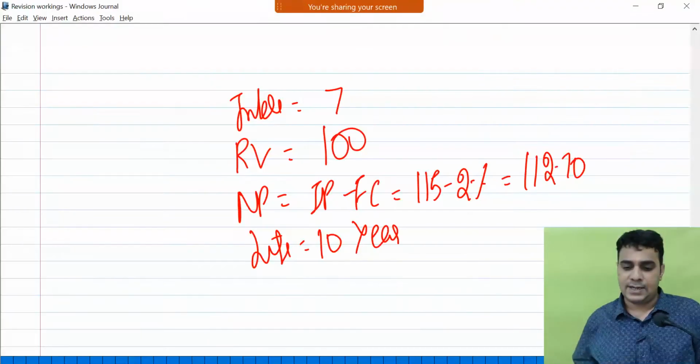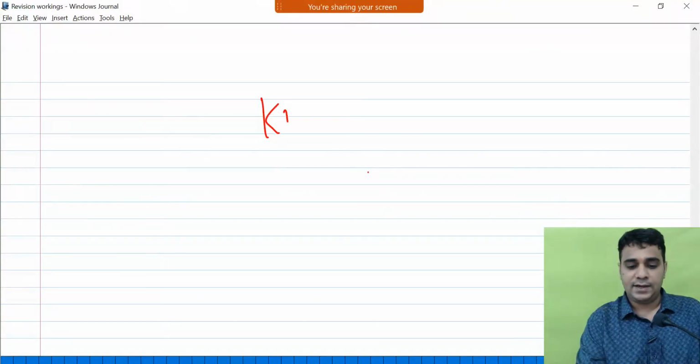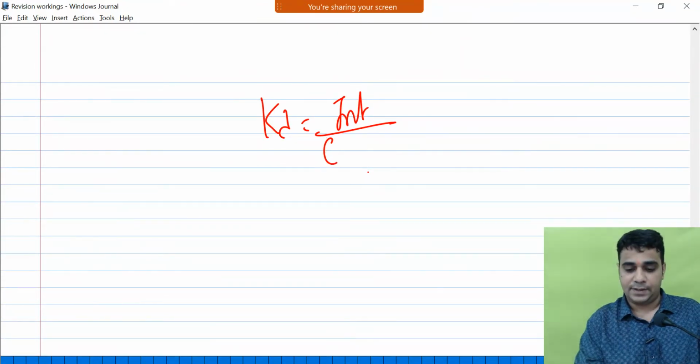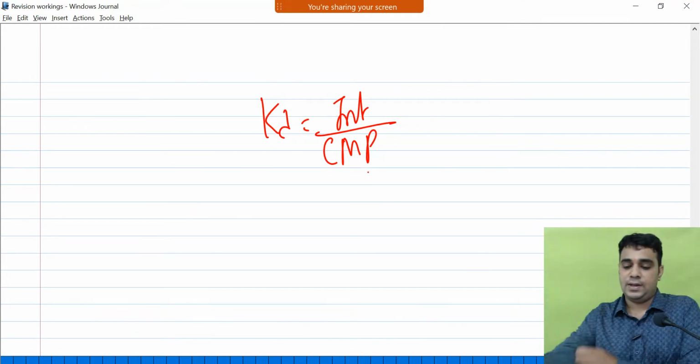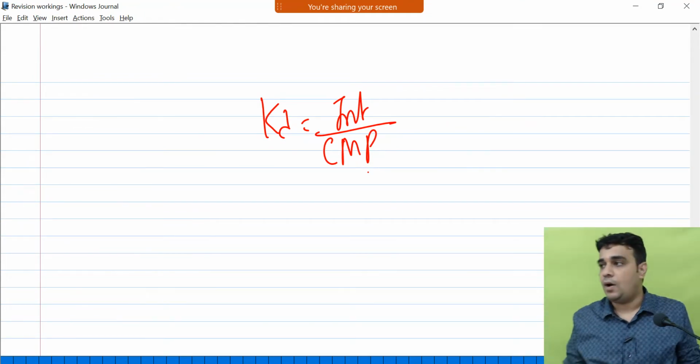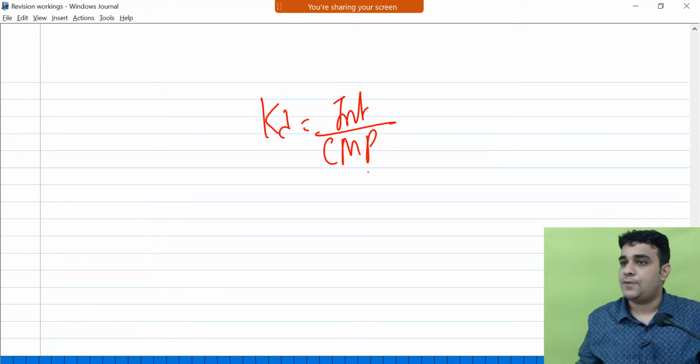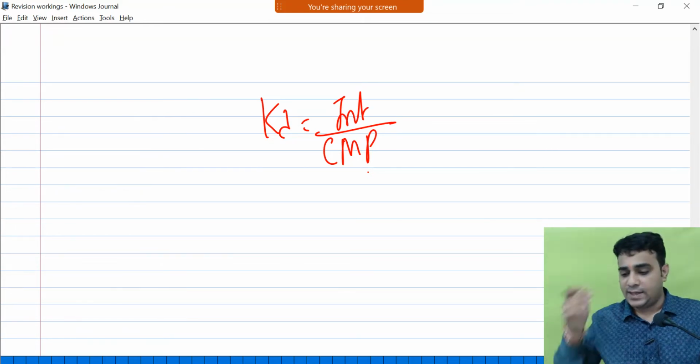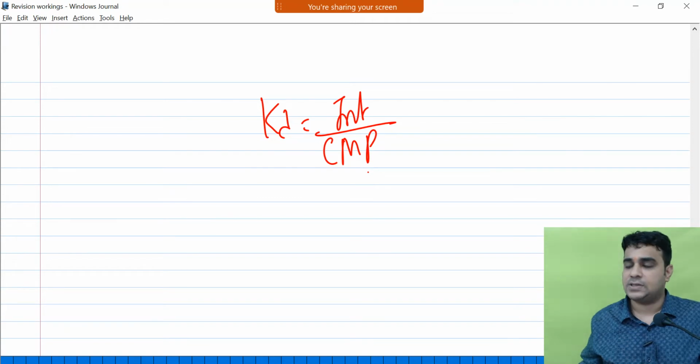Ignoring taxation, cost of debt is equal to interest by net proceeds, or technically let me call it current market price for the time being. This is a formula which you learn at CF final. This is basically on current yield. This formula is technically called current yield. Cost of debt is equal to interest by current market price. What is it that the company wants to pay? How much are they planning to pay?